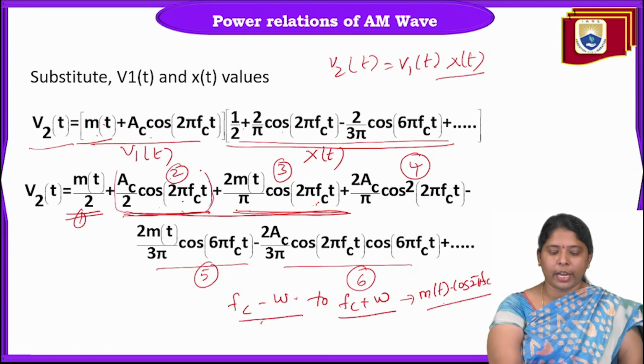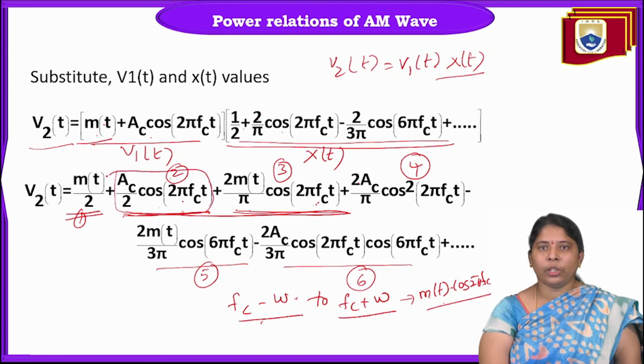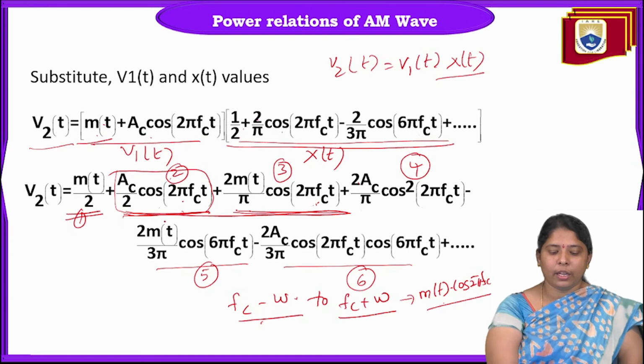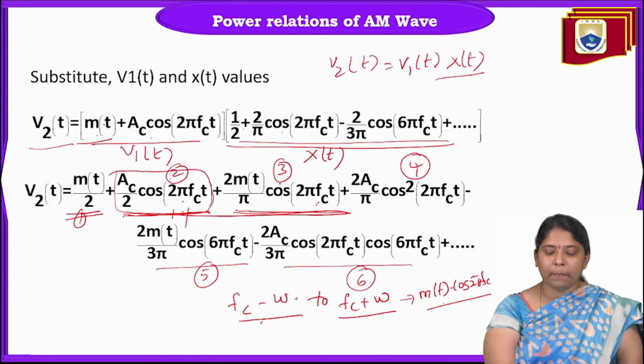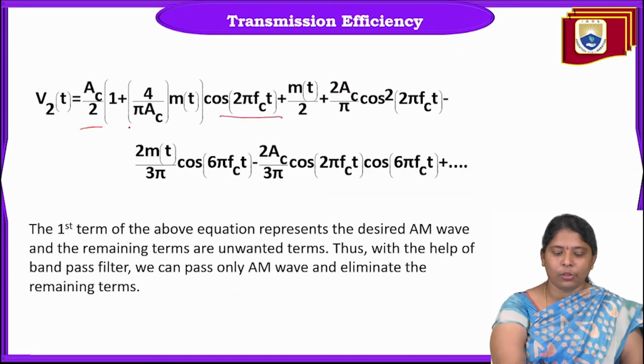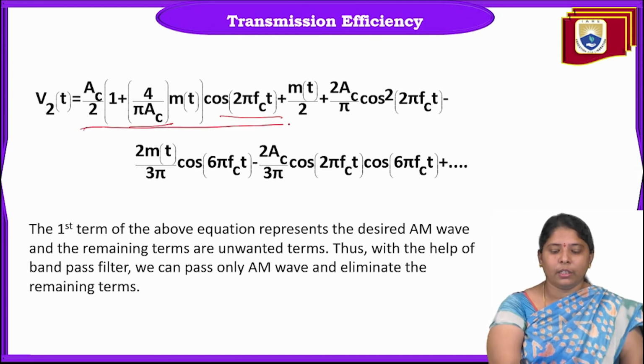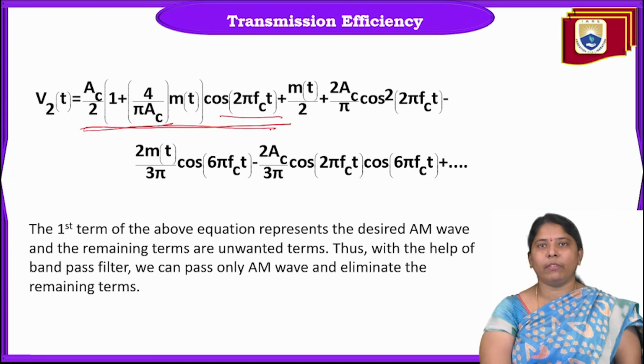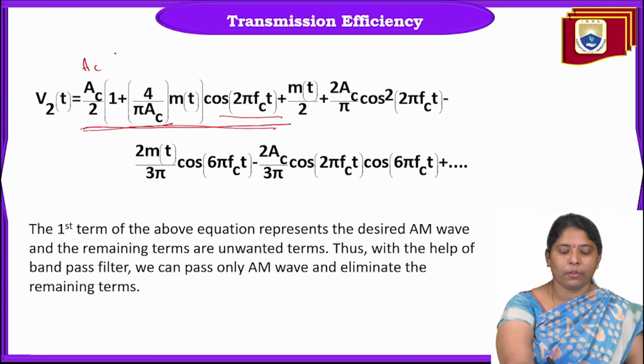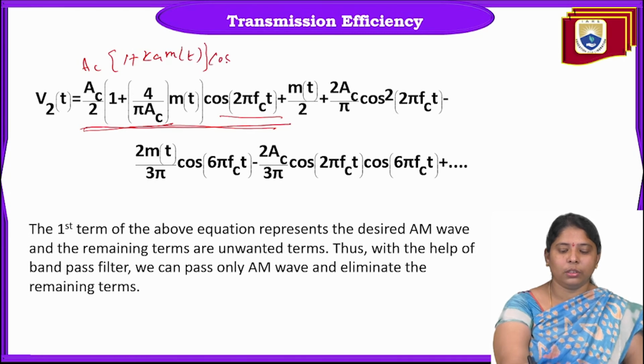If we take AC by 2 into cos 2 pi fct common here, we are going to get 1 plus the remaining term. Here AC by 2 is not there, so we multiply and divide by AC by 2 into 2 by AC. So we get 4 by pi AC into m of t into cos 2 pi fct. This is similar to the AM wave equation, AC into 1 plus Ka m of t into cos 2 pi fct.